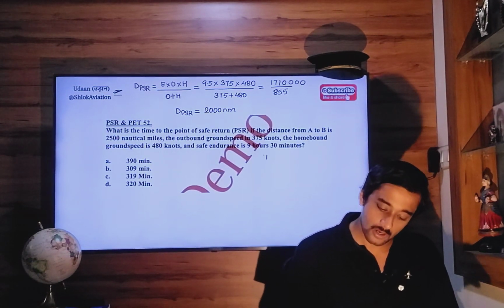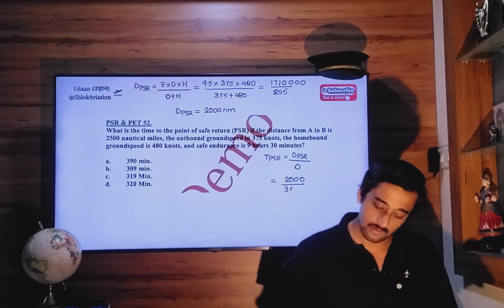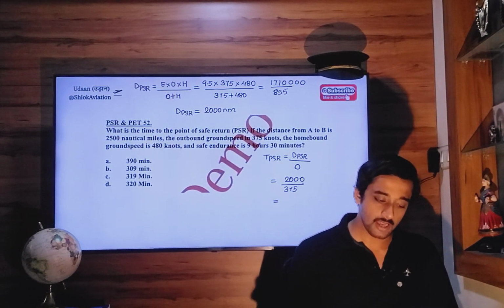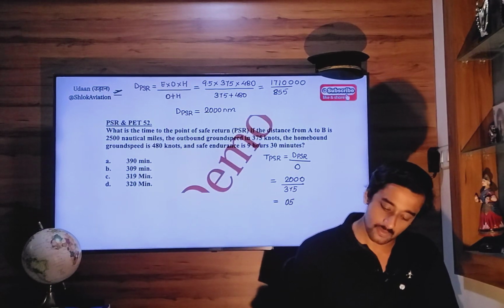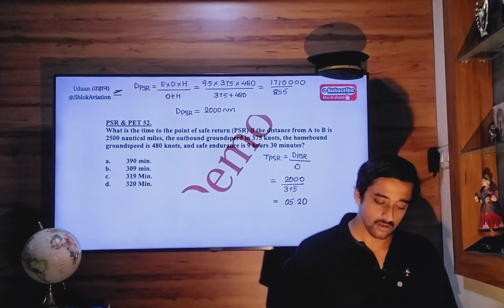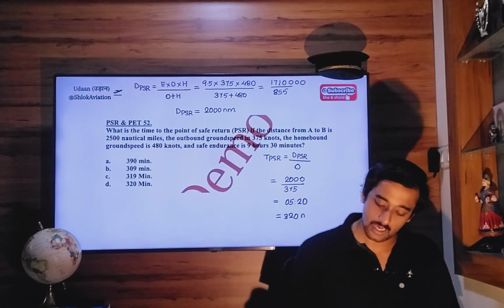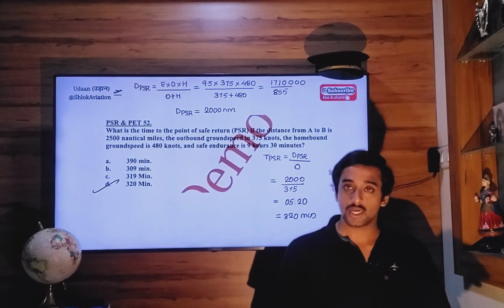What is time to point of safe return? 2000 divided by outbound speed 375, which is equal to 5 hours 20 minutes. That is equal to 320 minutes. So option Delta.